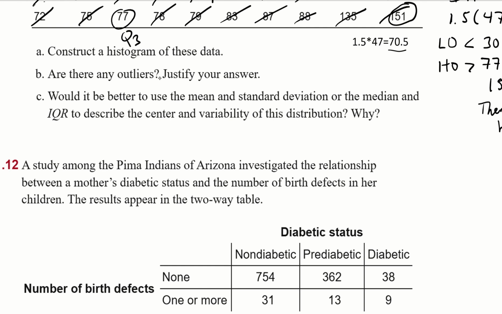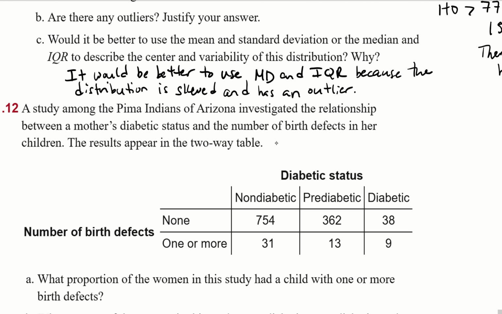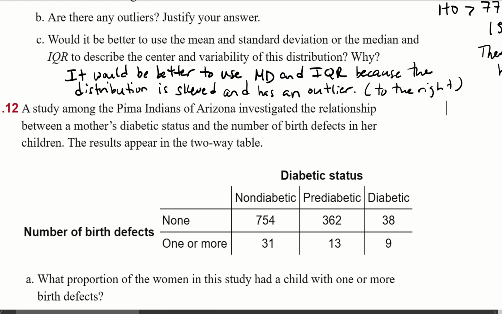Okay, so it would be better to use the median and IQR because the distribution is skewed and has an outlier. All right, so there we go. In this case, I'm just going to put it's skewed to the right. I forgot to put that there, but if it's skewed in general, you're going to be using median and IQR, but I just want to be more specific. In this case, we have a high outlier and we have a skewness to the right.